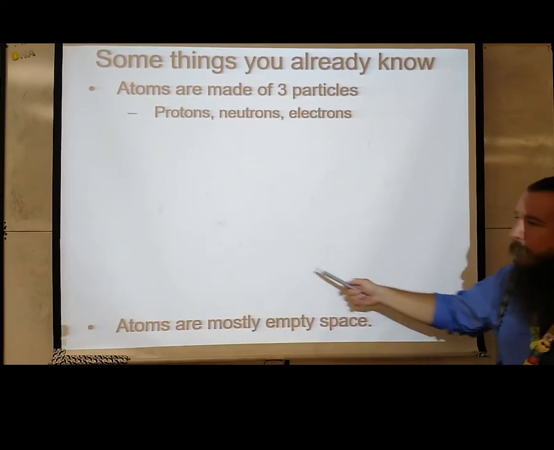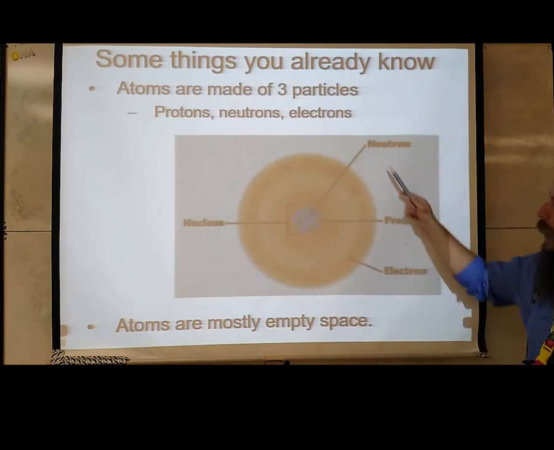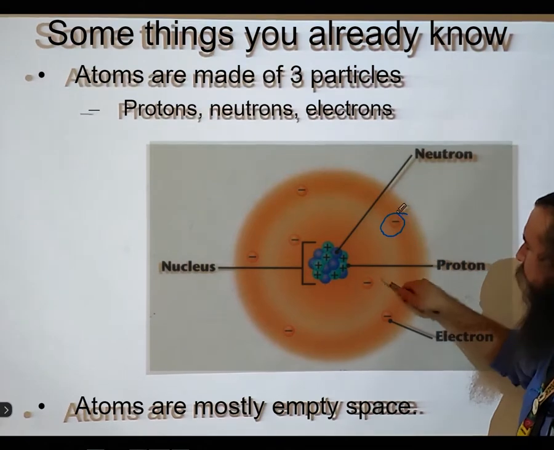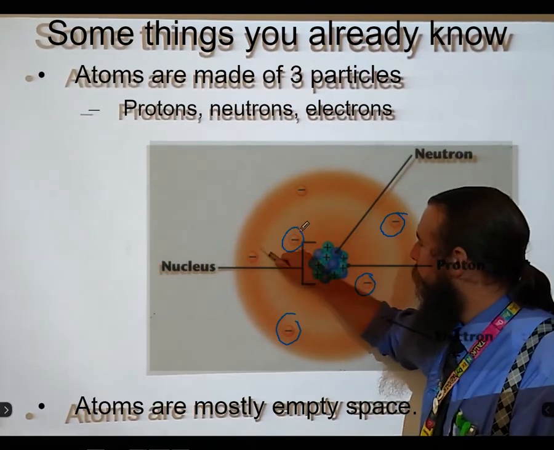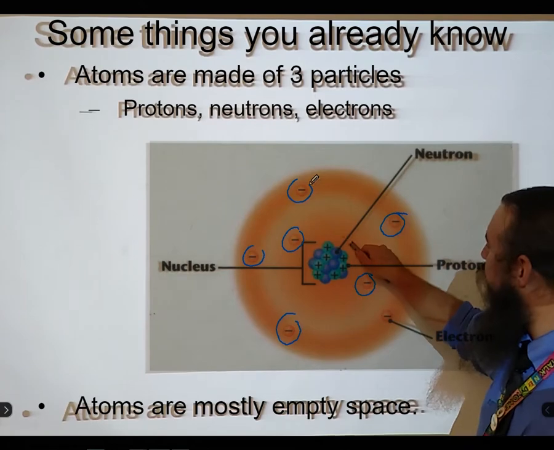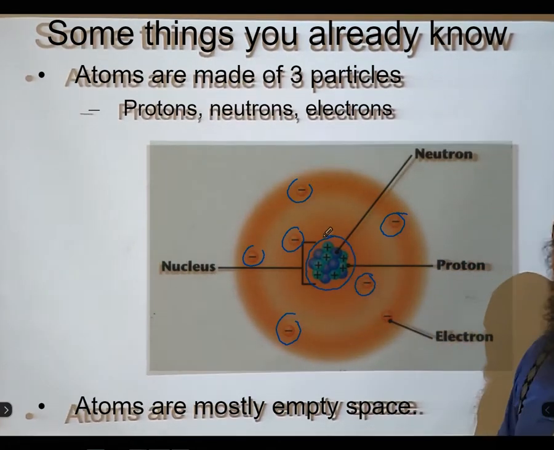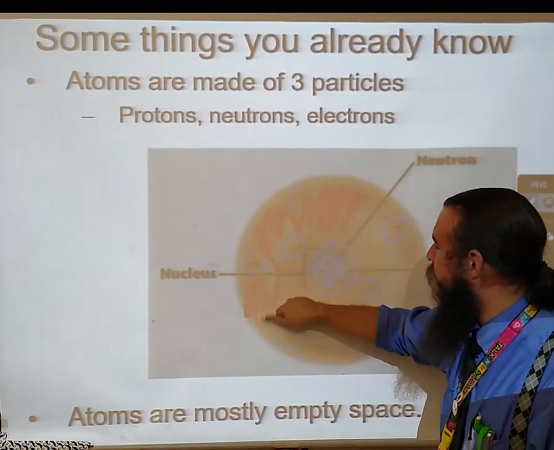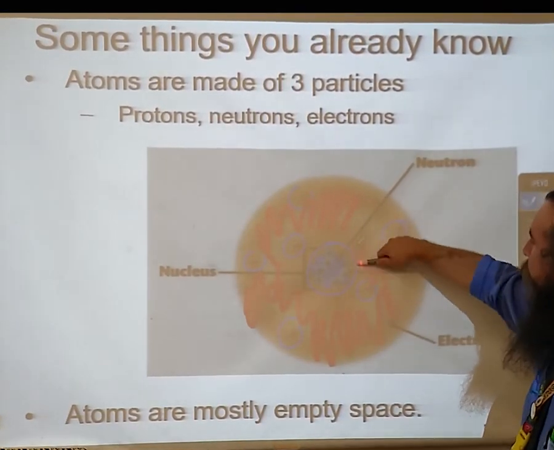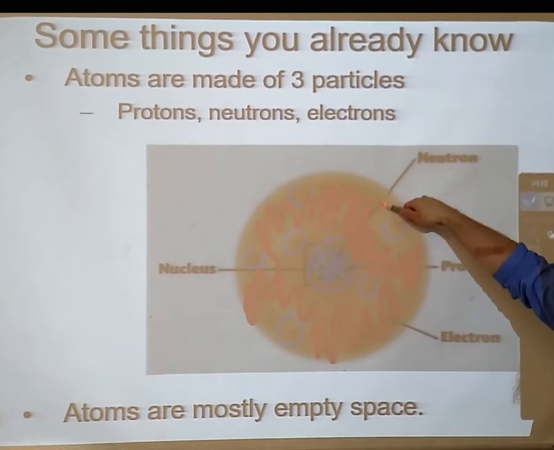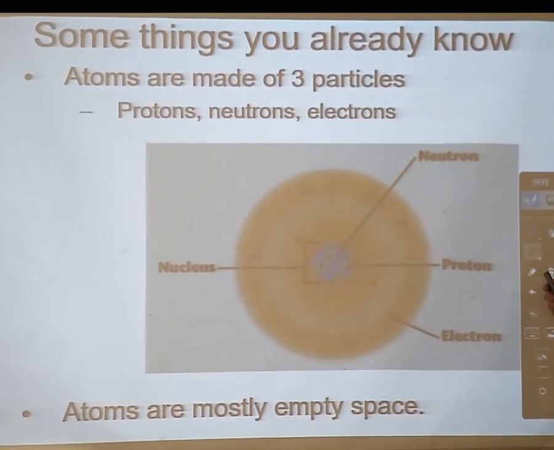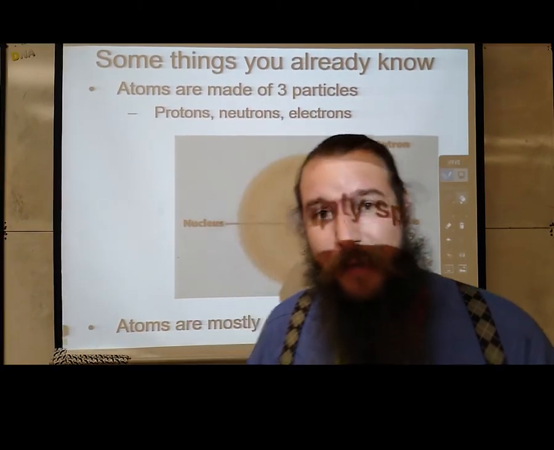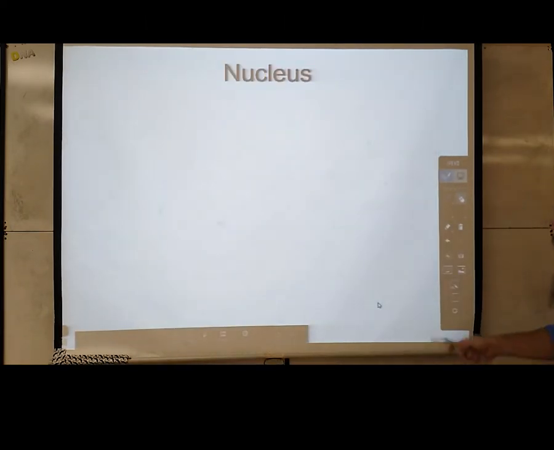Worth mentioning, atoms are mostly empty space. So when you look at an atom, here's a beautiful diagram of an atom. You'll notice that we have some electrons out here. We've got our nucleus, which is our protons and neutrons in here. And all the rest of this area is all empty space. The majority of every atom is empty space, which means the majority of all the everything is mostly empty space. Weird, but that's what's up.